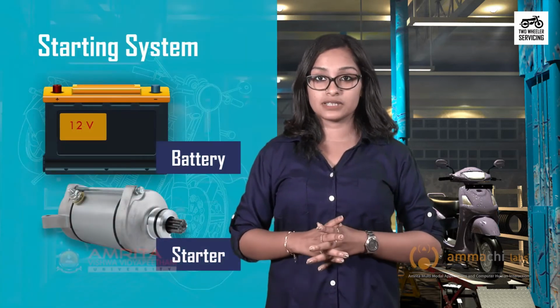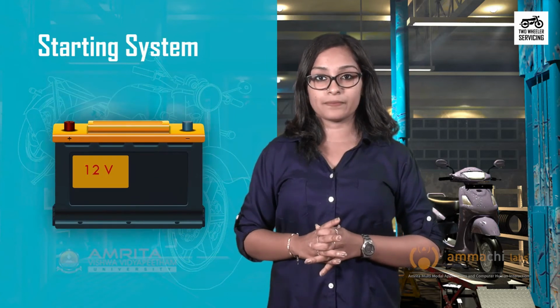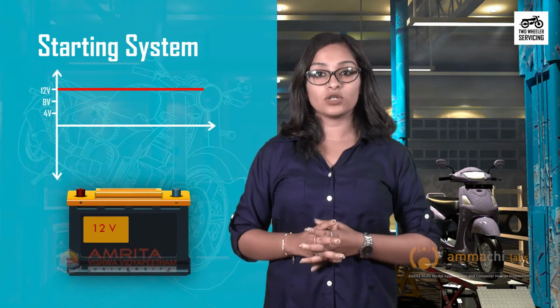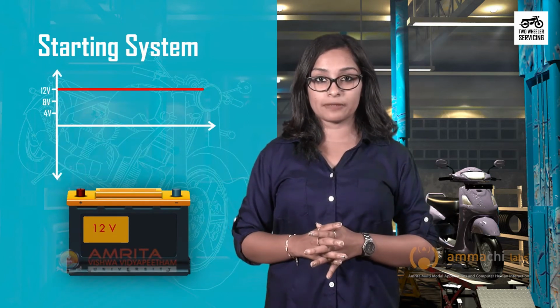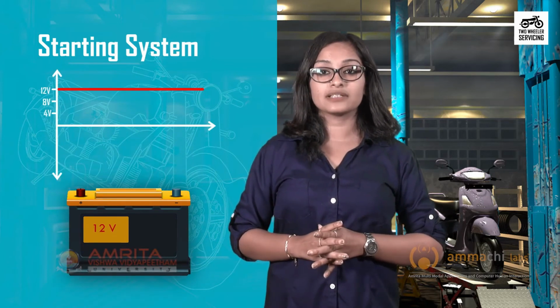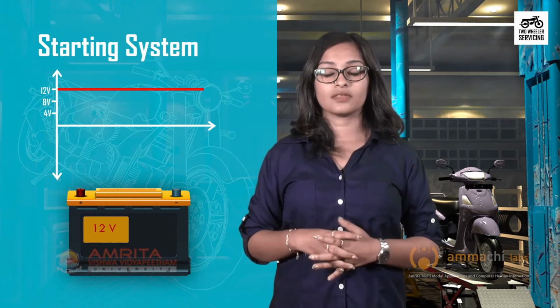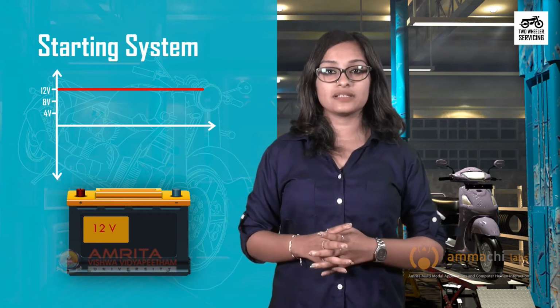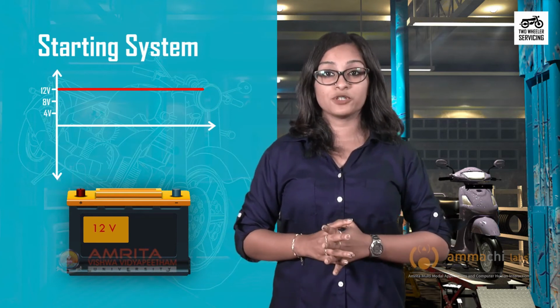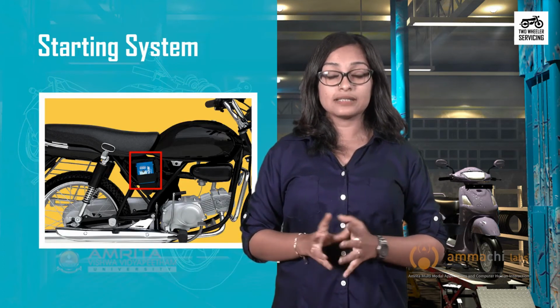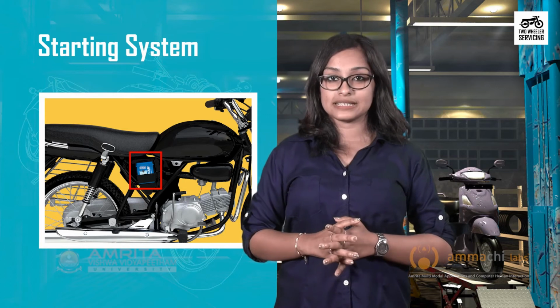The starting system is used to start the internal combustion engine. The starting system consists of battery and starter. The battery stores the charge, maintains a specified voltage and keeps the electrical system working. The battery delivers direct current to the motorcycle's electrical system when the engine is turned off. Battery also provides the current to crank up the engine when you push the electrical start button. On almost all motorcycles, the battery is located under the rider's seat.